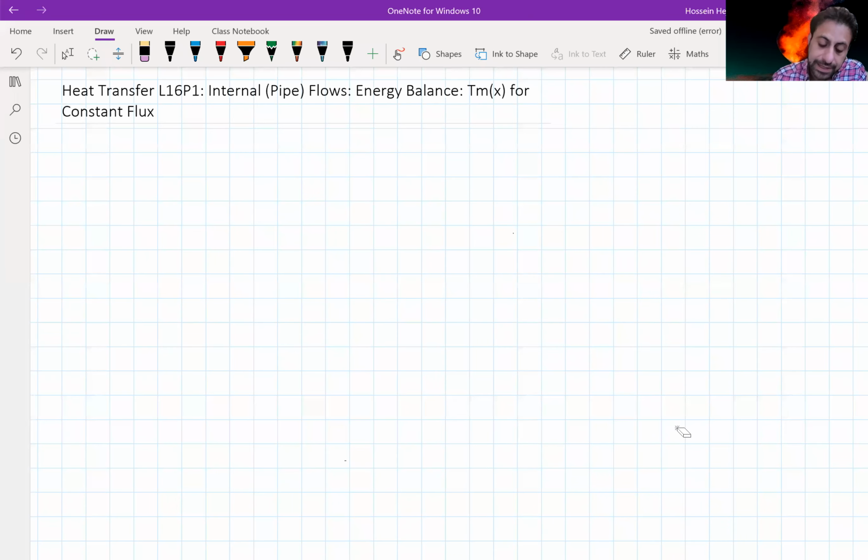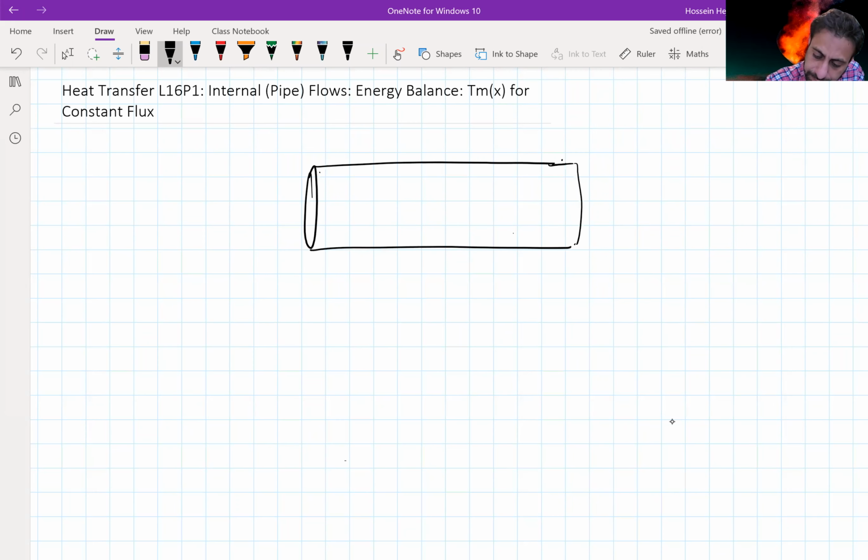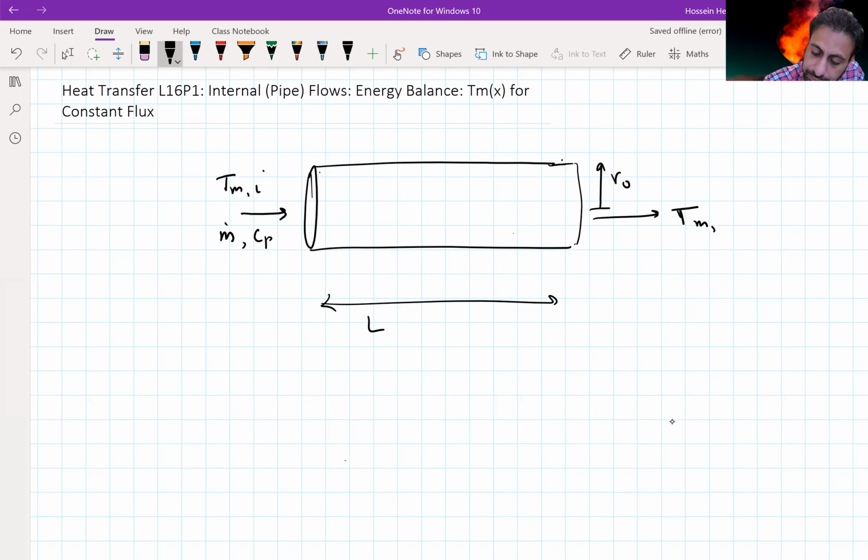Let's look at the energy balance for a pipe flow. Let's assume we have a fluid going through a pipe with the length of L and radius of R0, and this fluid is coming in with the mean temperature of T_m,i, with the mass flow rate of m dot, specific heat of Cp, and then going out with the mean temperature of T_m,o.